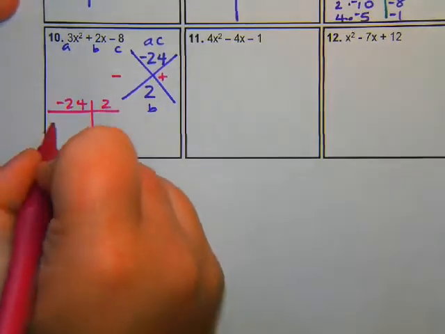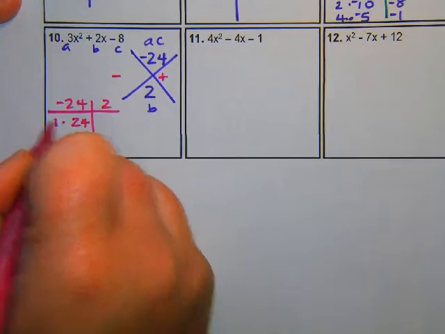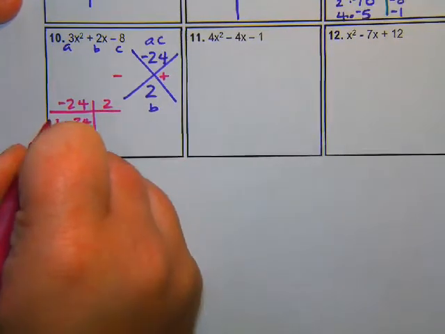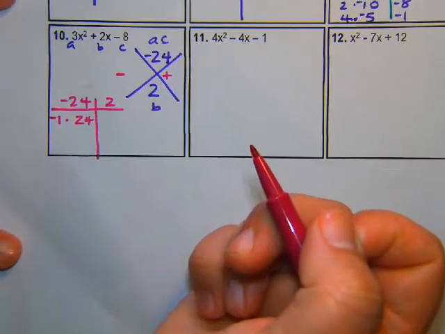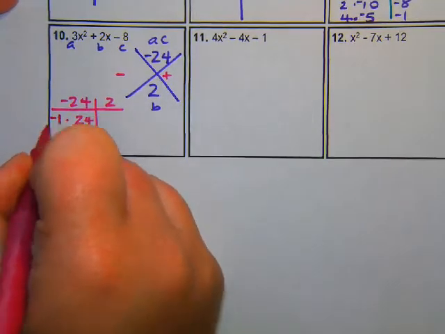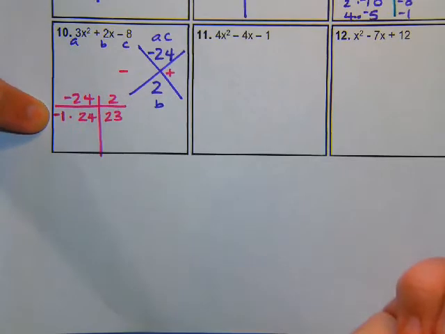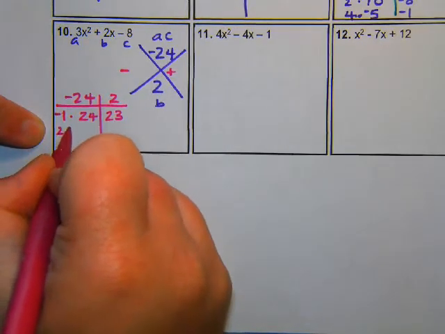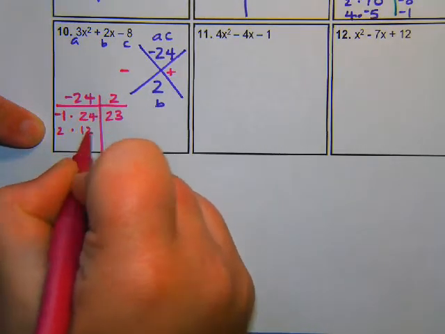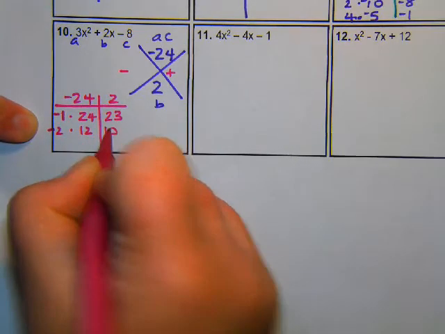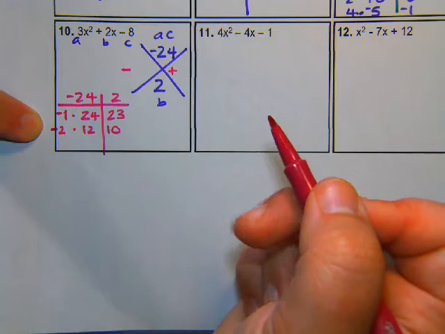So, for example, 1 times 24. One of these has to be negative. Since I want it to add to a positive, then the smaller one is negative. So, a positive number, not the right number. All right, next one. 2 times 12. Make the smaller one negative because you want it to add to a positive, and I get 10. A positive number, not the right positive number.